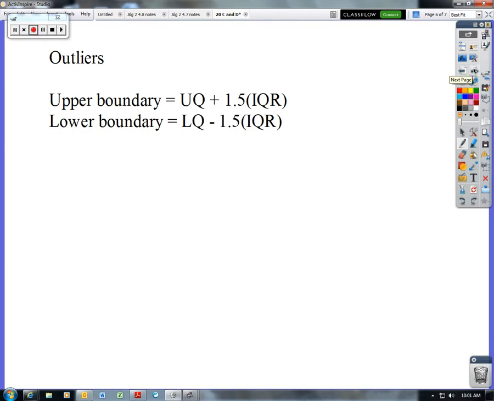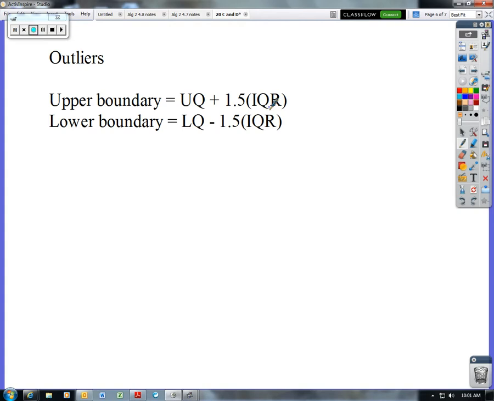Now let's talk about outliers. We already talked about outliers some, but there's this cool way. There's actually a formula that will tell you whether a data value is an outlier or not. And here are the formulas. As you know, you can have outliers on either end. To get the upper boundary, you find your upper quartile, and then add the product of 1.5 and the IQR.